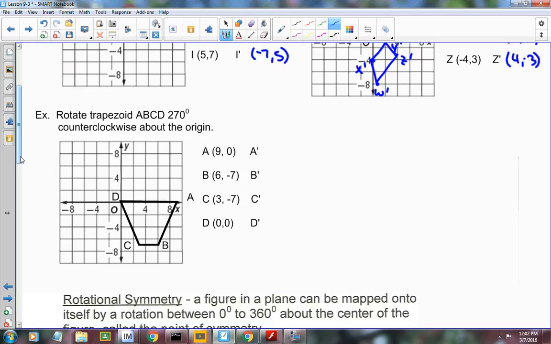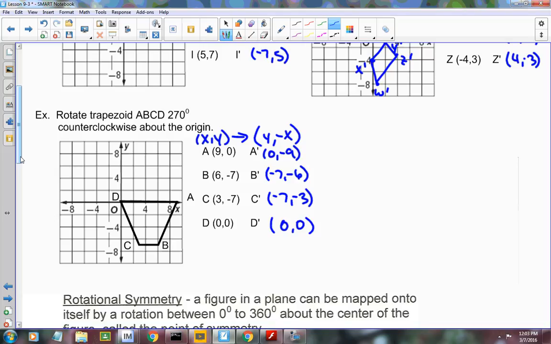We want to rotate trapezoid ABCD 270 degrees counterclockwise about the origin. 270 degrees counterclockwise is the same as 90 clockwise. And what's the rule for that? The x and y switch places, and you change the x's sign, so (x, y) becomes (y, negative x). So this becomes 0, negative 9, A prime. B prime becomes negative 7, negative 6. C prime becomes negative 7, negative 3, and then the origin, nothing happens there.